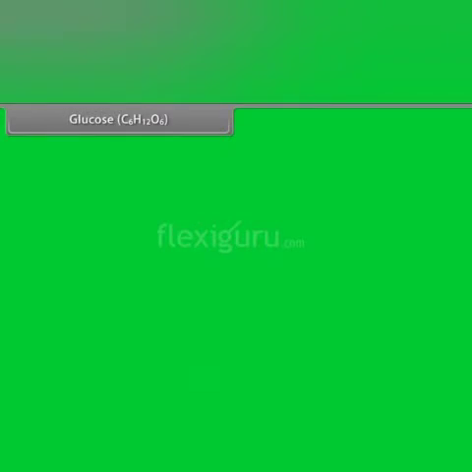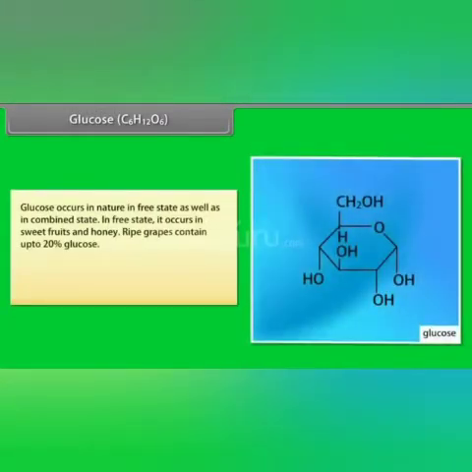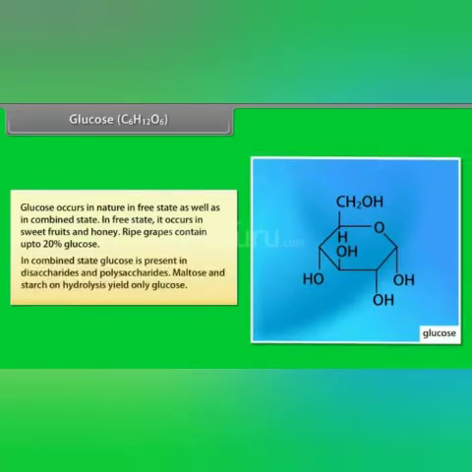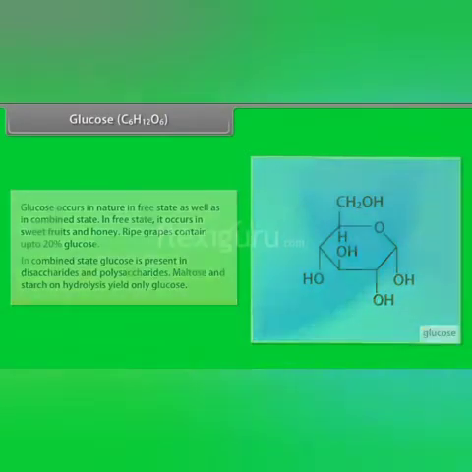Glucose, C6H12O6. Glucose occurs in nature in the free state as well as in the combined state. In the free state, it occurs in sweet fruits and honey. Ripe grapes contain up to 20% glucose. In the combined state, glucose is present in disaccharides and polysaccharides. Maltose and starch on hydrolysis yield only glucose.